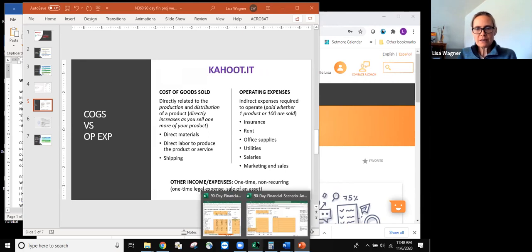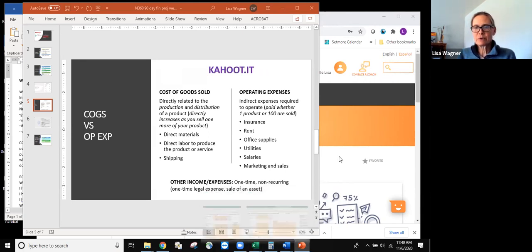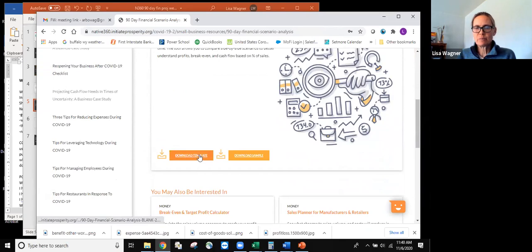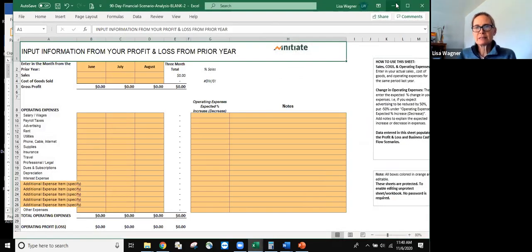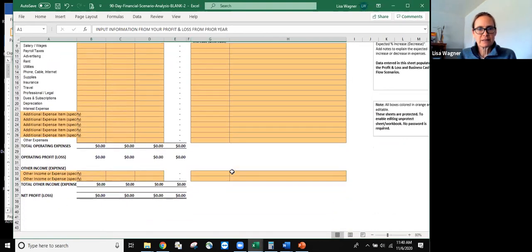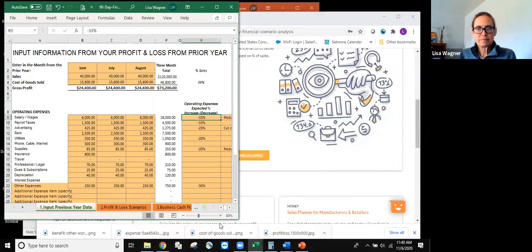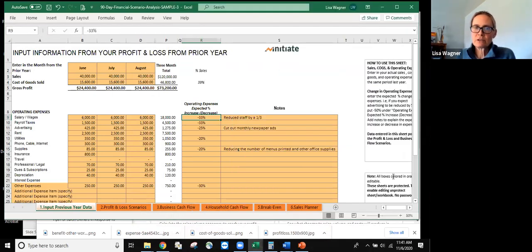Okay, so I want to go into now, remember we went into the 90-day financial scenario analysis here on the Initiate platform. Right here, I downloaded both the template and the sample. So I want to show you the template first. And the template is right here. I don't like this template because I can't see the bottom of it. So I'm going to show you the other one. We're going to start with the other one. The template is the one that you're going to actually enter your information into.